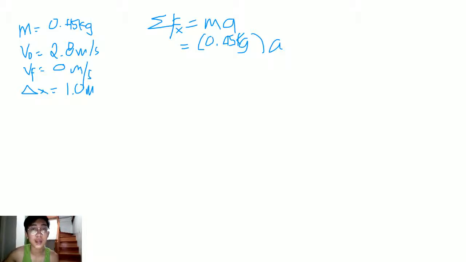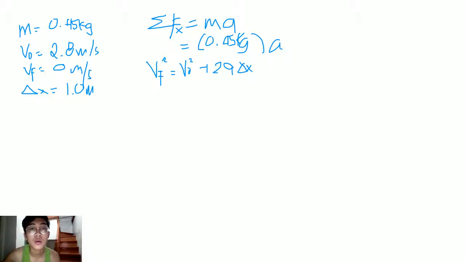And meron din tayong formula na VF squared equals VO squared plus 2A delta x. So, hindi natin magagamit yung second equation kasi wala namang given na time. So, gagamitin natin yung third equation, which will be VF squared is equal to VO squared plus 2A delta x. So, dito pa lang, makikita na natin na kumpleto yung ating given na meron tayong VF, meron tayong VO, meron tayong delta x, and we can solve for A.